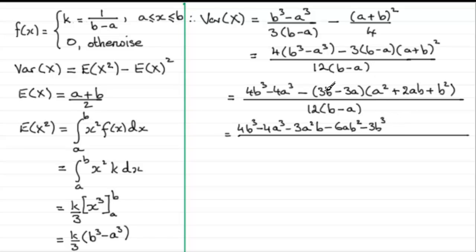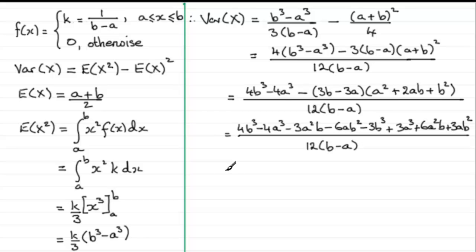Okay, so we've got to take care on this, or I've got to take care anyway. Now we go on to minus 3a, so that's plus 3a multiplied by the a squared, and that's going to give us plus 3a cubed. And then plus 3a multiplied by the 2ab is going to give us plus 6a squared b. And finally we've got plus 3a multiplied by the b squared, so it's going to be plus 3ab squared. Just about made it there. All over 12 bracket b minus a.